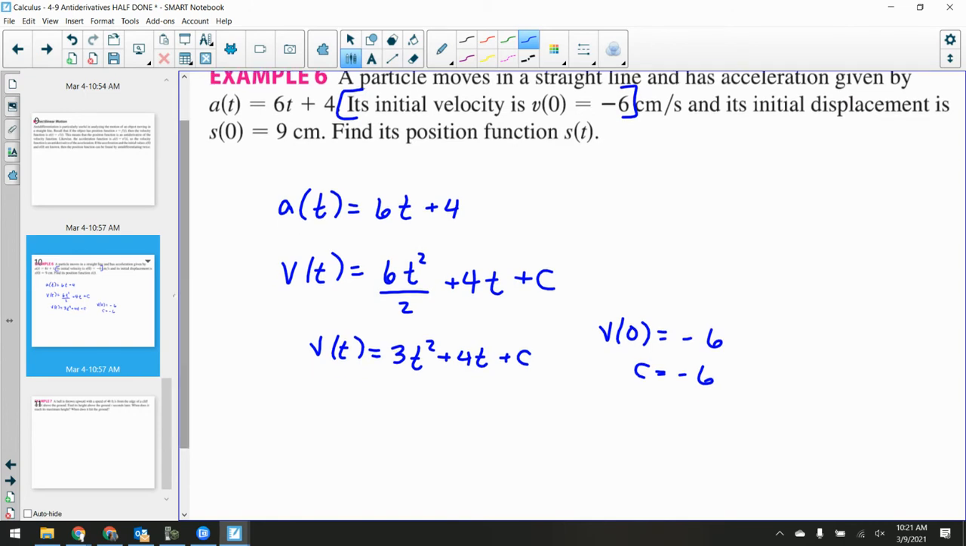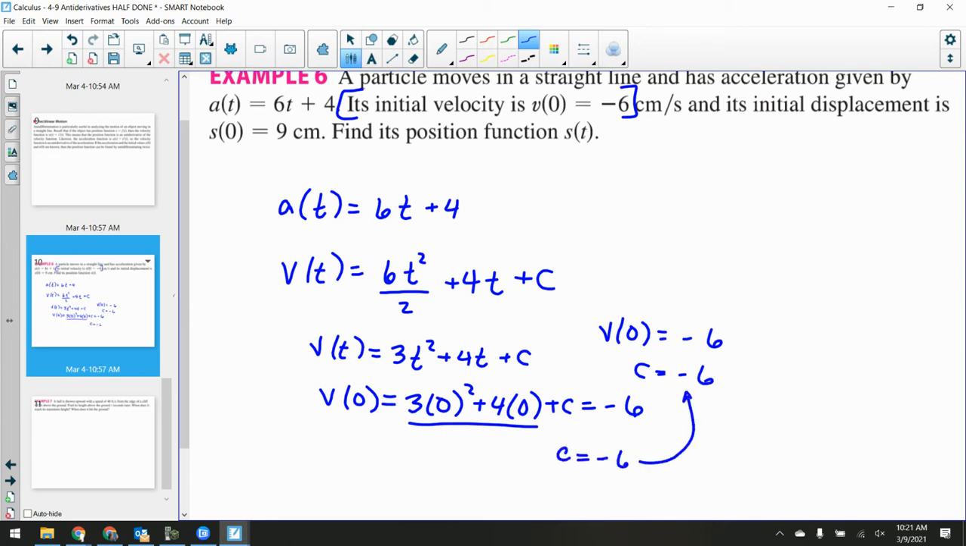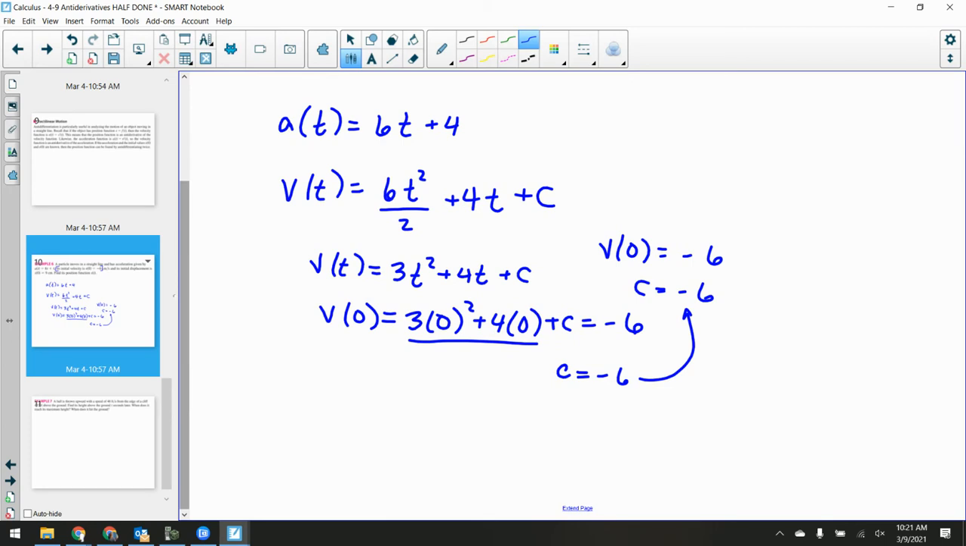Why is that? Well, just showing you here, if v of 0 is 3 times 0 squared plus 4 times 0 plus c, and that's -6, all of that is going to go away, just leaving you with c is equal to -6. That's why c is equal to -6. So my general antiderivative function turns into my unique antiderivative of 3t squared plus 4t minus 6.